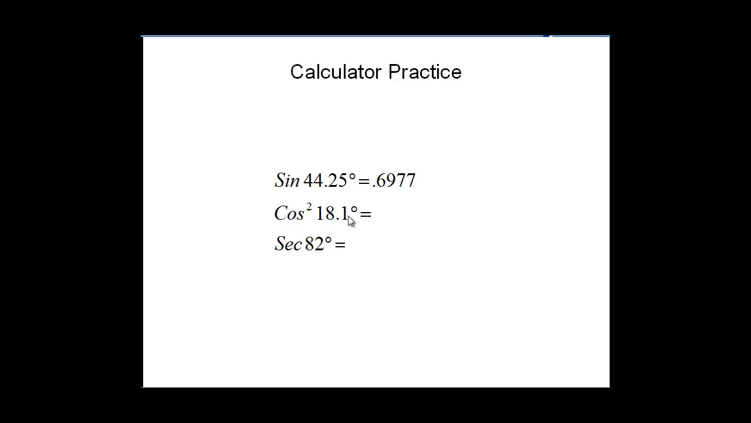Cosine squared of 18.1. If you take the cosine of 18.1, make sure you close the parentheses and square it, you should get 0.9034. And secant, that's 1 divided by cosine. So you take 1 divided by cosine of 82. Make sure you close the parentheses. You should get 7.1853. And again, I type these out to 4 decimal places. When we're finding trig functions, we usually go out to 4 decimal places.